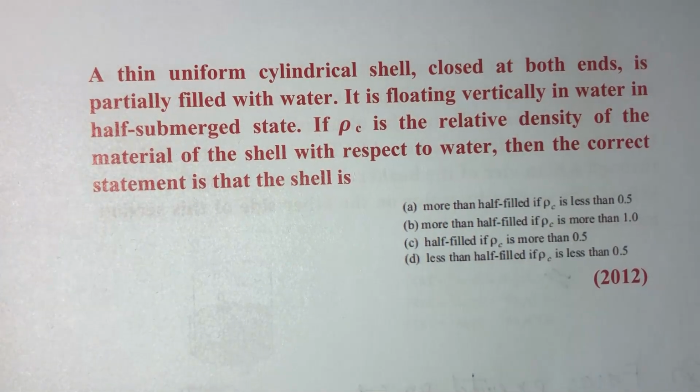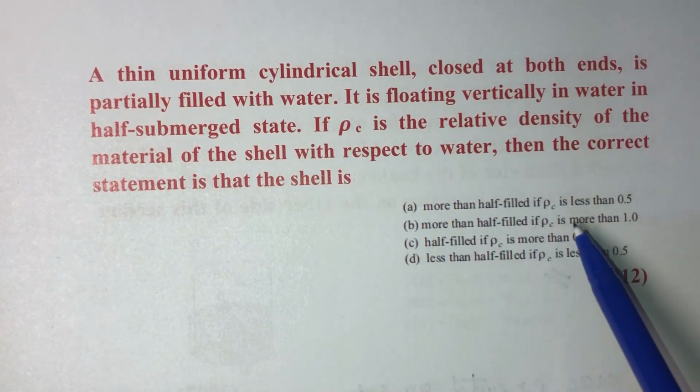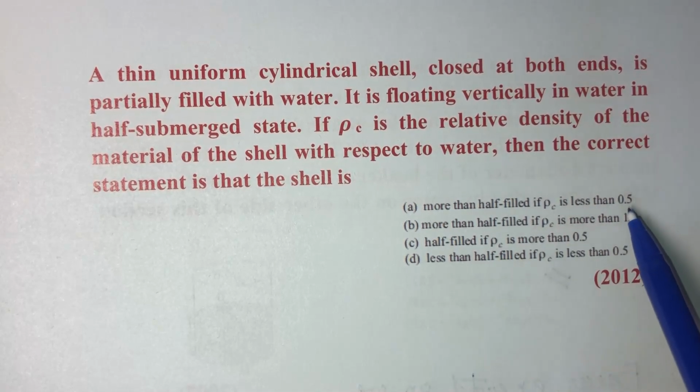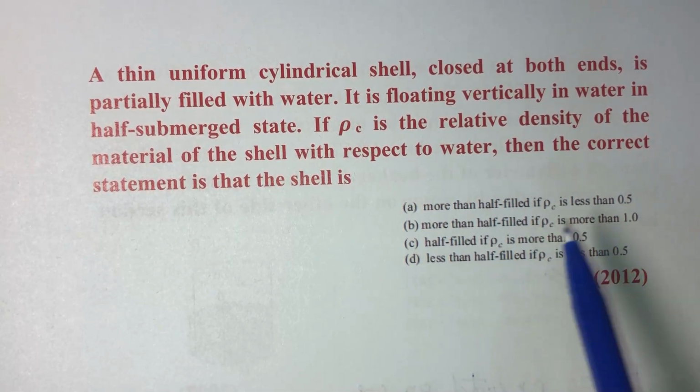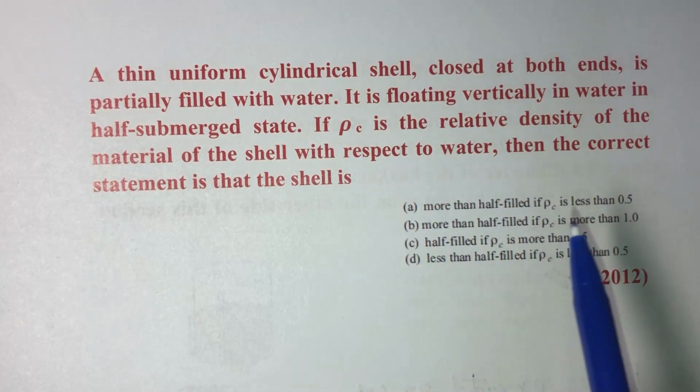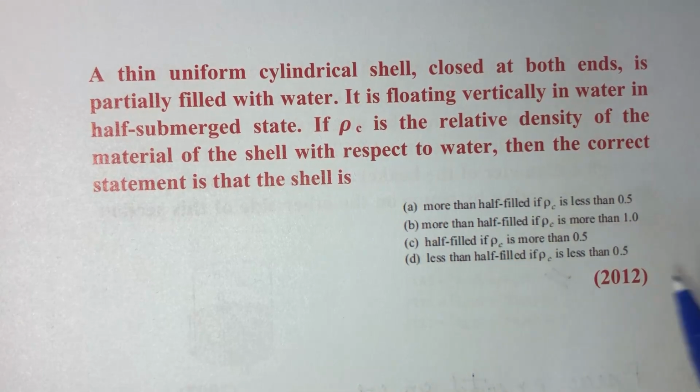option or correct statement, especially with respect to the relative density, and it is being compared with 0.5 and 1. It says whether that cylindrical shell will be half filled or less than half filled, and there is a permuted combination of all these options.